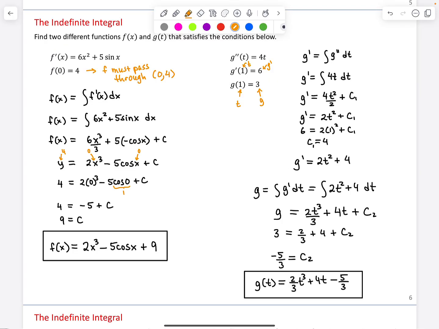This is a function whose second derivative will be 4t. It's also a function that when you plug in 1 right now, you'll get 3. And it's also a function that when you plug 1 into the derivative, you'll get 6.